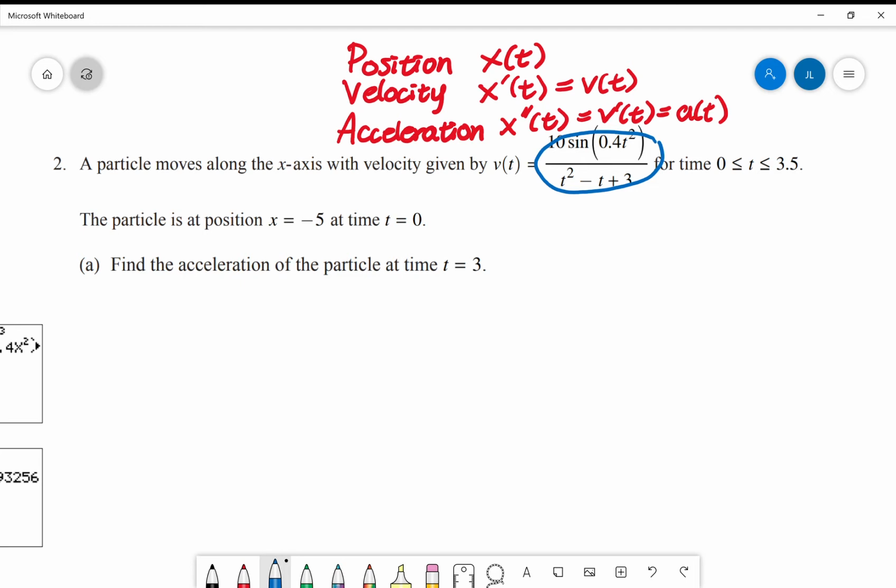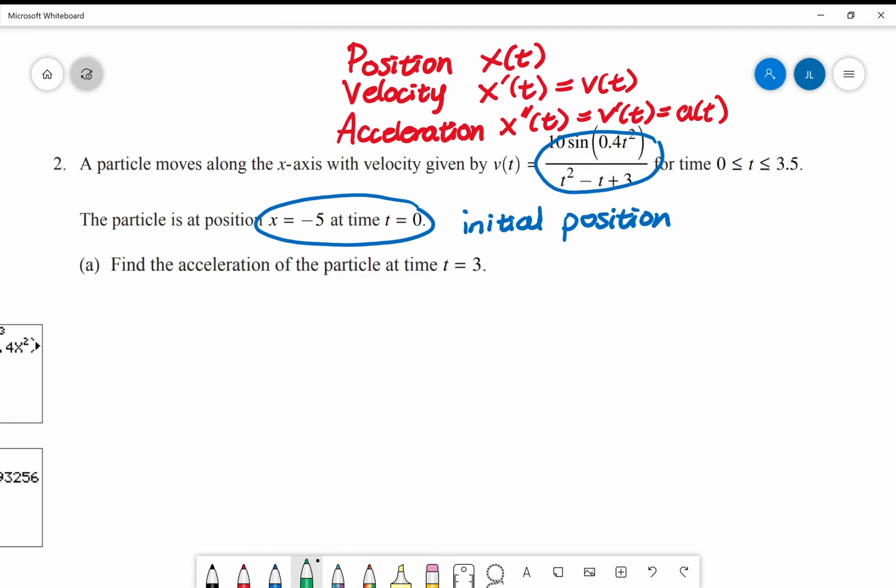The particle is at a position x equal to -5 at time t equal to 0. This would be your initial position. You always want to mark the initial position so that you don't forget about it later on. Part A, find the acceleration of the particle at time t equal to 3.